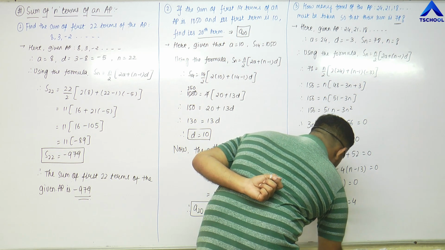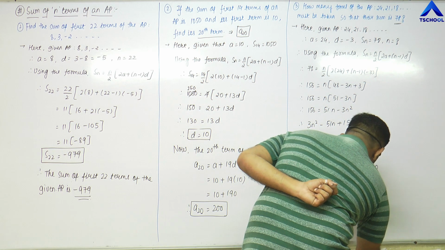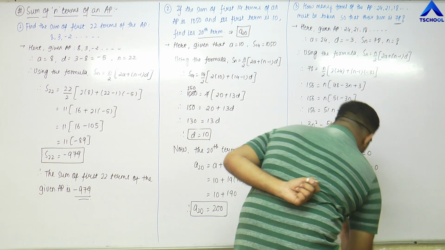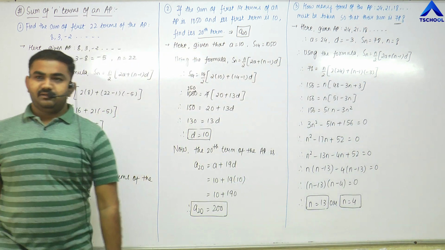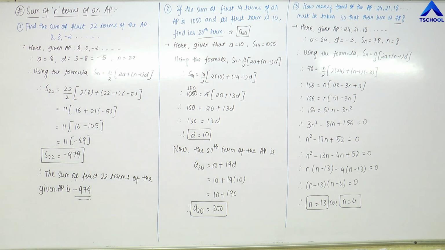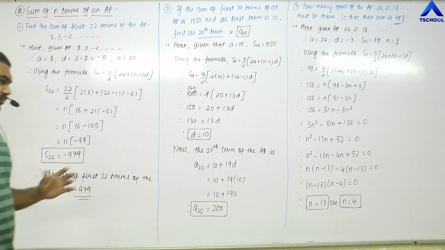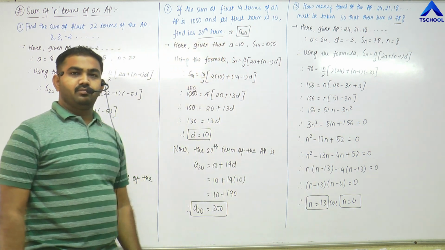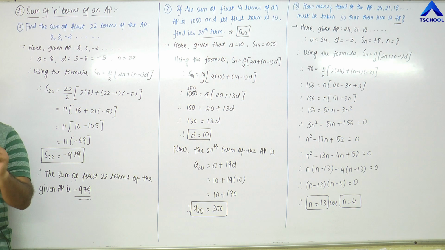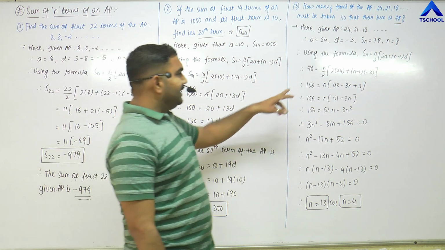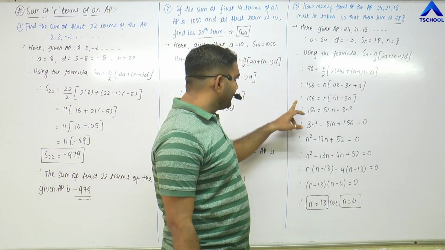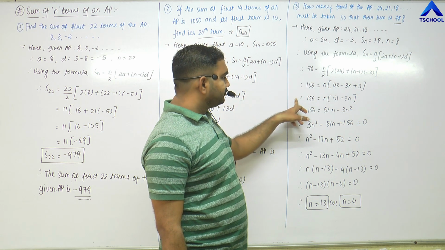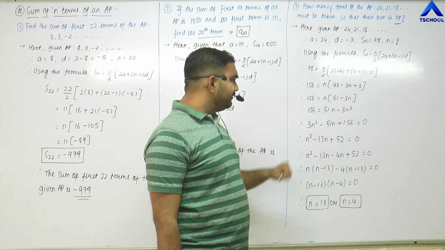You can see, friends, that here we got two values of n. Now which value of n is correct, that is the question. So for this specific question that I have solved, both the values of n will be correct. You can check it out by replacing it here in this formula. Are we getting the answer 156 or not?